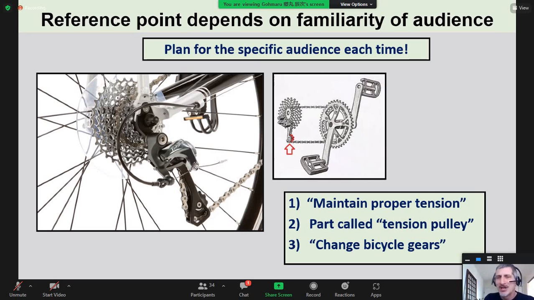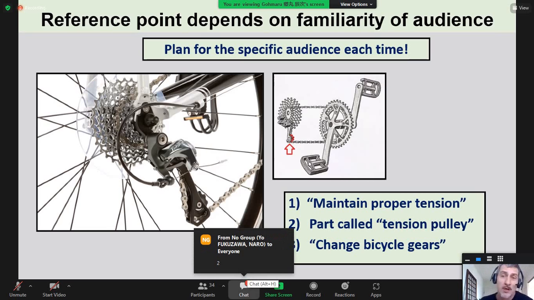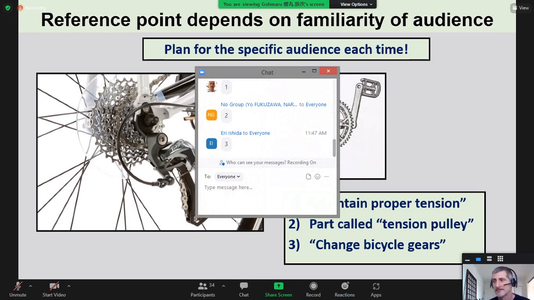So in the chat, I would like to do a mini survey here. Which of these 3 explanations was most comfortable for you? Just 1, 2, or 3. I'll start. I already told you. I like 1.